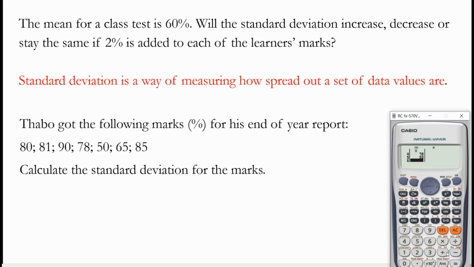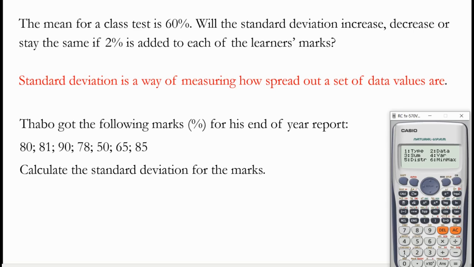50, equals, 65, equals, and then 85, and then enter equals. Then what you do after that, you press AC, and then press shift, then 1, shift 1.